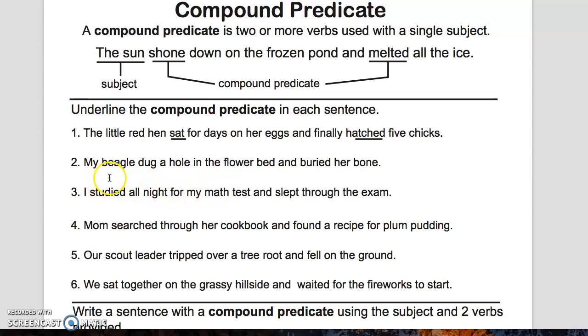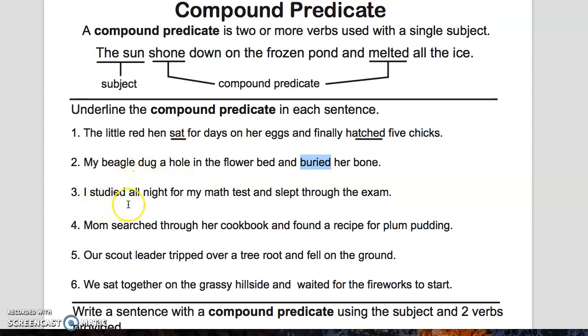Number 2 says, my beagle dug a hole in the flower bed and buried her bone. So we know the subject is my beagle. What did the beagle do? It dug a hole. Dug is the action verb in the flower bed. And, right, there's our signal word to show the compound. What's coming next? It buried her bone. So we underline or circle or write off to the side for our assignment. The compound predicates here would be dug and buried.